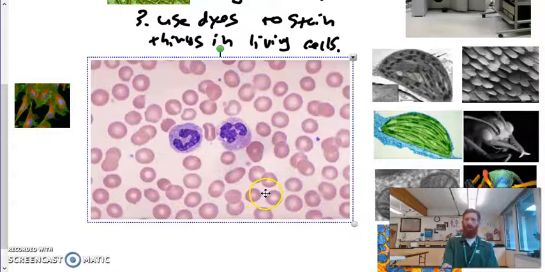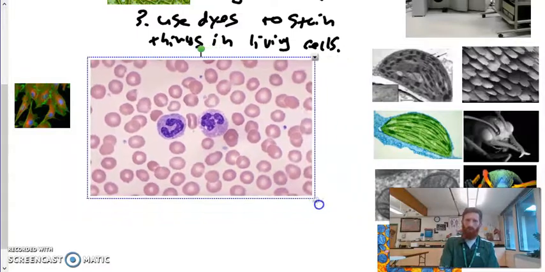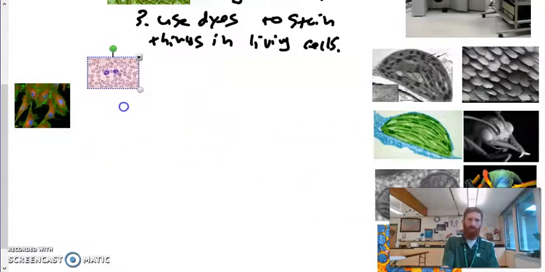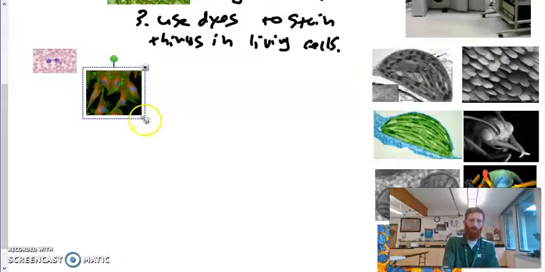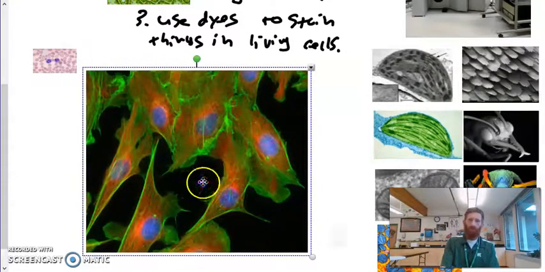So these are blood cells. Here's our donut-shaped red blood cells, and then here's our white blood cells, which help us to fight infection. Usually when people look at these, they are dead. These are on a slide. These are prepared. But I guess if you wanted to, you could look at living red blood cells.